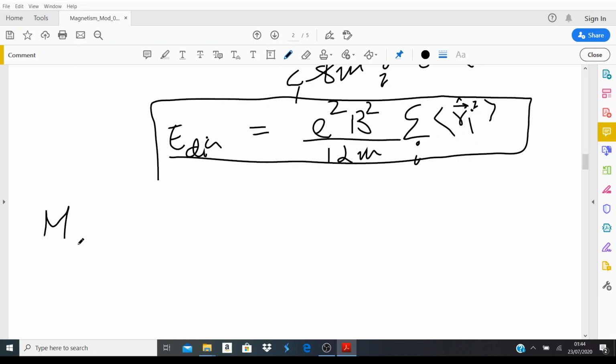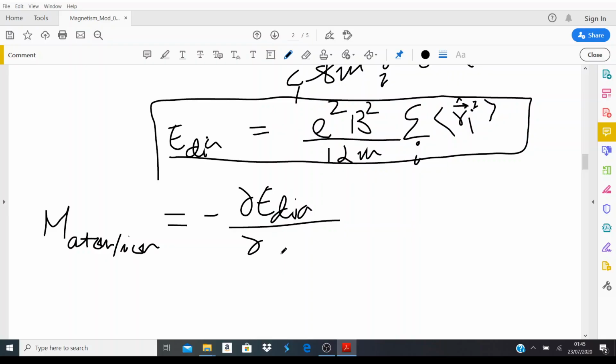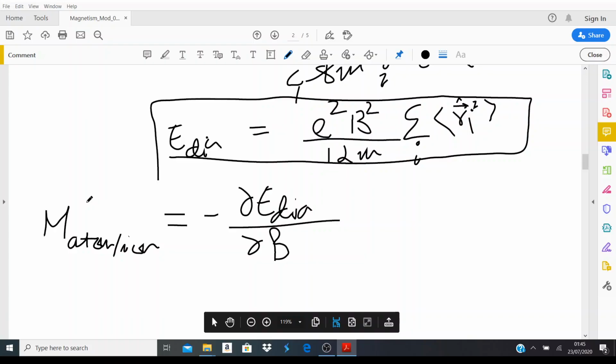the idea is the magnetization of this atom or an ion. It doesn't matter, maybe an ion or some atom. The condition is that we have a closed shell structure. Now the magnetization is defined by the change of the energy of the system, which is E dia in this problem, divided by the change in the magnetic field. So the magnetization is defined as the change of your system energy due to the applied magnetic field. That's how we define the magnetization of an atom or an ion, right?